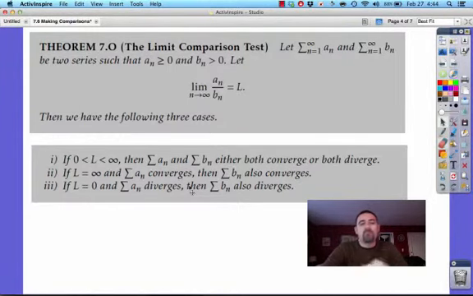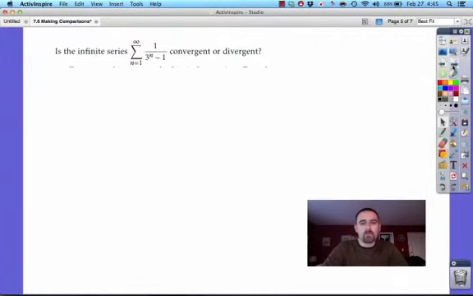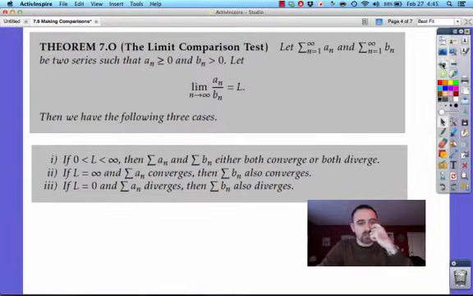do the same thing. If L goes to infinity, so if the limit goes to infinity, and the numerator converges, then so does the denominator. And if L goes to 0, then if the numerator diverges, then so does the denominator. Okay? So either they go to a finite number and they both converge or they both diverge, so they're going at the same rate. If they go to infinity, then if the numerator converges, the denominator also does. And if they go to 0, if the numerator diverges, then the denominator also does. Okay, we're going to look at an example here in just a moment.